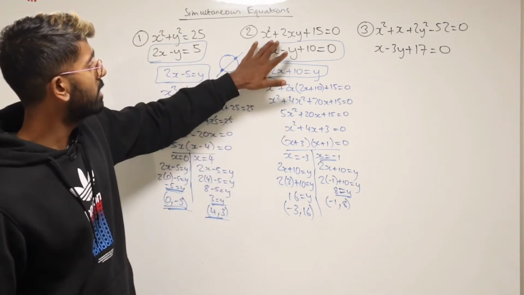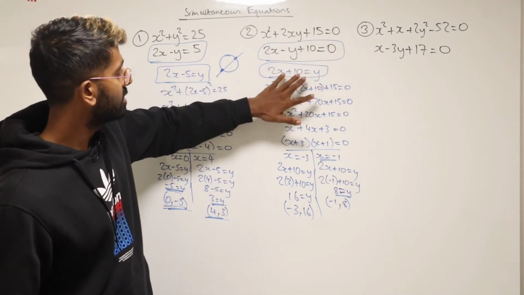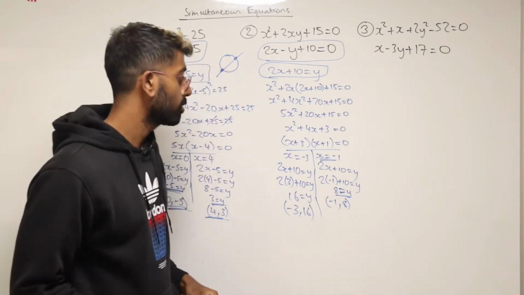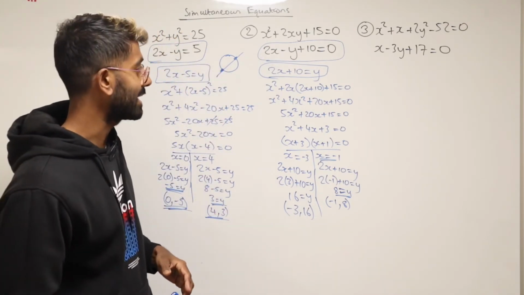So what does this mean? Well, it means when we draw this graph and this graph here, they're going to cross twice again. And these are the 2 coordinates where they're going to intersect.